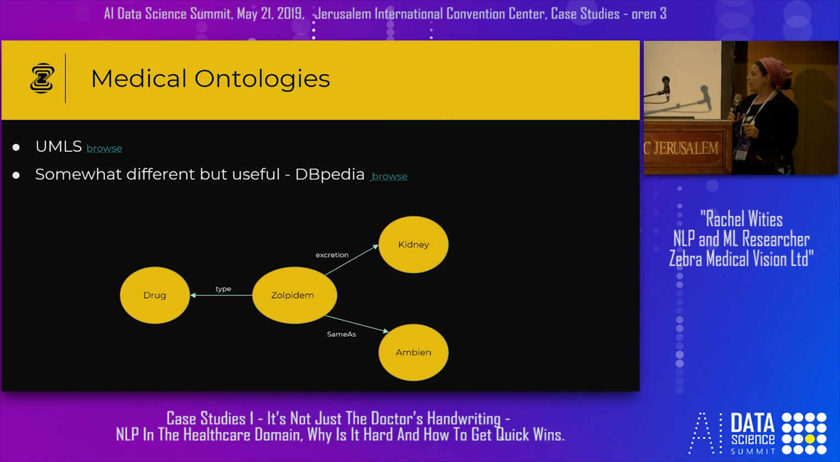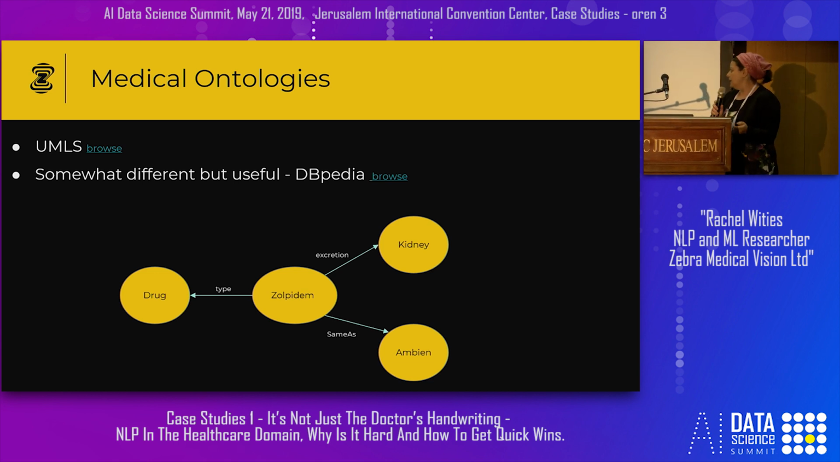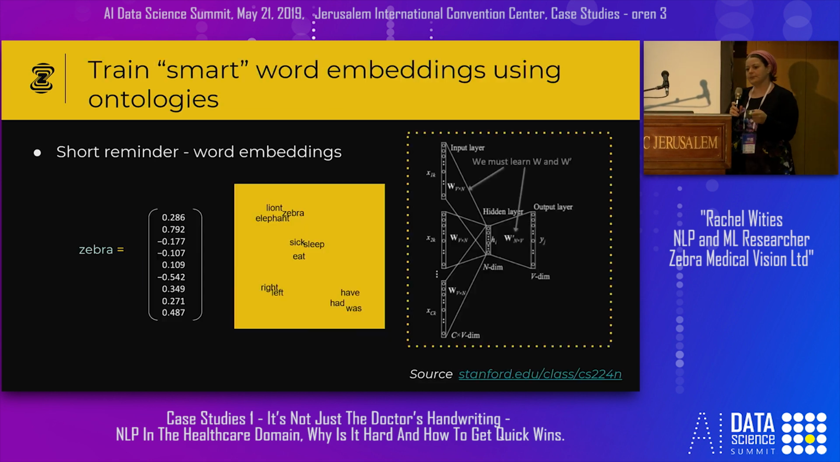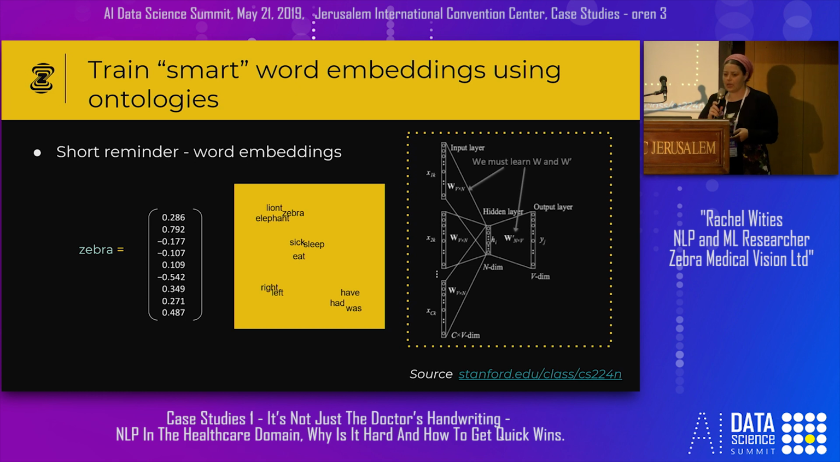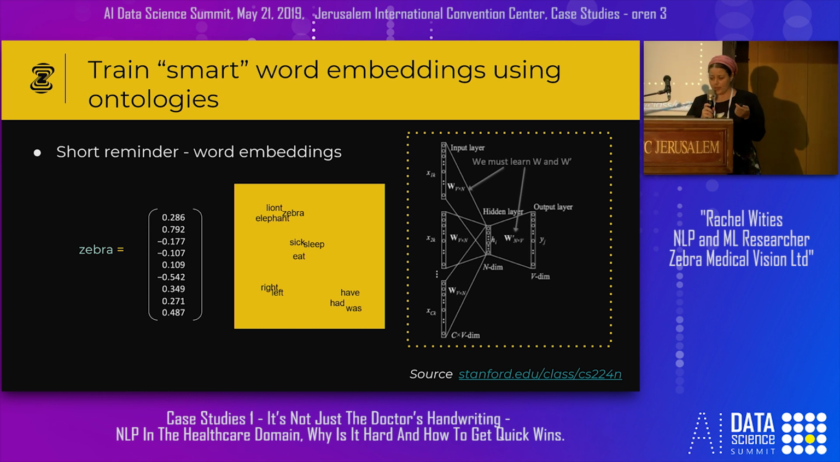Another way we can go is to use knowledge graphs that are taken from DBpedia. They would have entities connected between them by relations. And as you can see here, from here we can learn that zolpidem is a type of drug. It's the same as Ambien, and its excretion is in the kidney. Okay, but now what do we do with those structured knowledge bases?